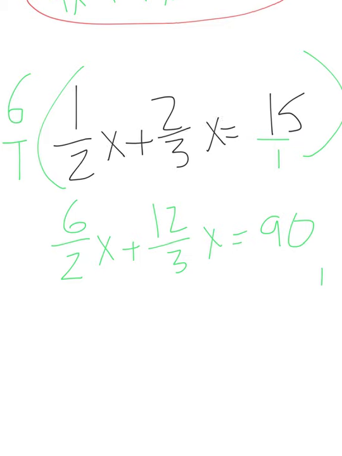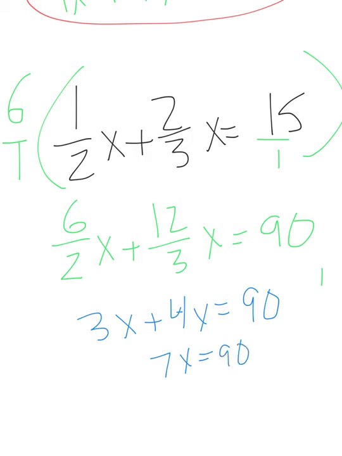And then through simplifying, I have 3x plus 4x equals 90. And then you would just go through the same process you always do, combine like terms, do the opposite to get rid of this, and your answer would be x is equal to 90 over 7.